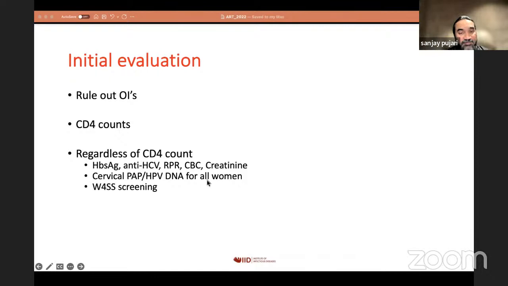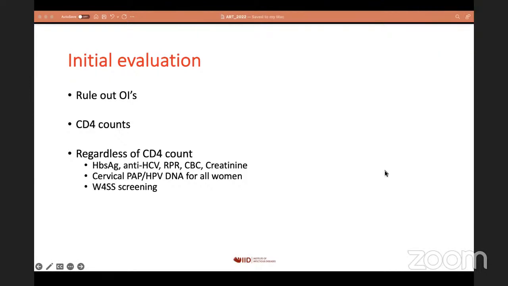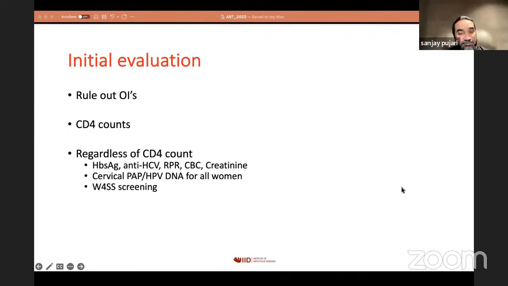For all women, remember this is very important, ask them to get a cervical pap smear or an HPV DNA assessment. And this has to be done at least every 3 years. And this is because the risk of HPV related cancer is higher amongst women living with HIV as compared to HIV negative women.